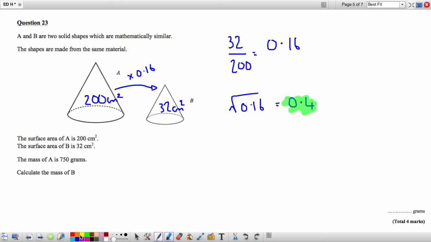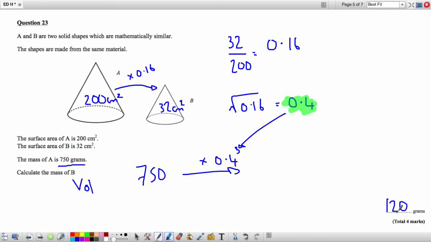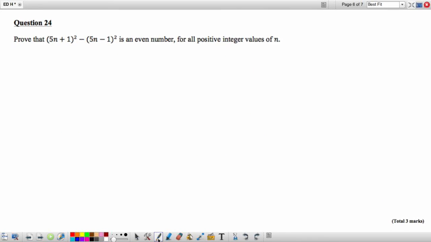Now we can use that value when we then need to find the mass, which is the same as the volume of B. So we start with a value for A, which is 750, and to move to B, we're going to times by the scale factor, 0.4 to the power 3, because we are dealing with volume, cubed. That gives us the mass of B, which is 120 grams.